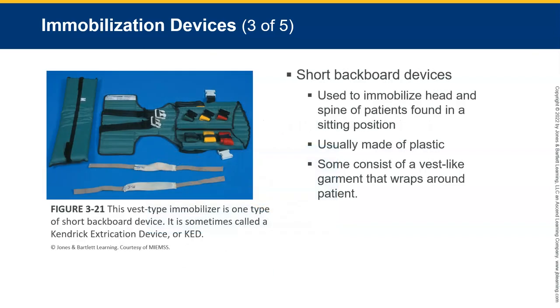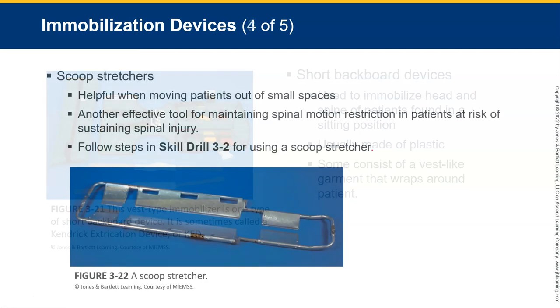Then you have what you see as a KED, or Kendrick extrication device. This is good for patients that are in a sitting position that need to be taken out of a vehicle, and you have lots of time. This takes some time. People don't use these very often, but they do also work well for boarding a small child. You can put the small child in here. This will wrap around their body. This actually can go around the head and immobilize their head. And this works pretty well to immobilize some children.